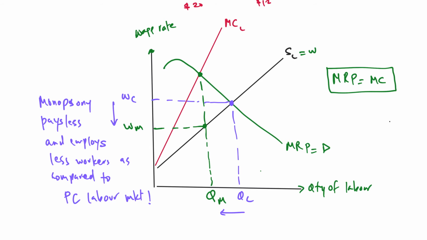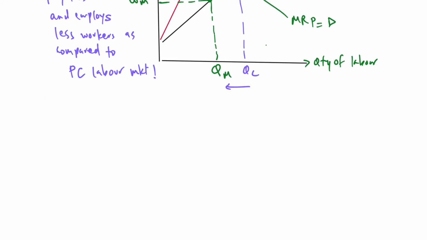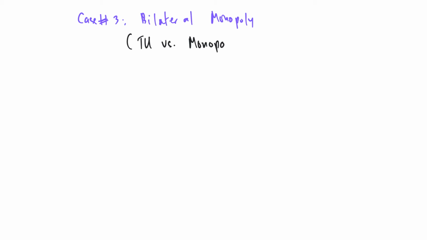That's our second case. So now we will talk about the third case, case number 3, which is basically a bit complicated. The case number 3 is what we call the bilateral monopoly, which is basically your trade union versus monopsony. In this, your trade union is negotiating with the firm, which is the only employer in the market, right? So this is a bit complicated.